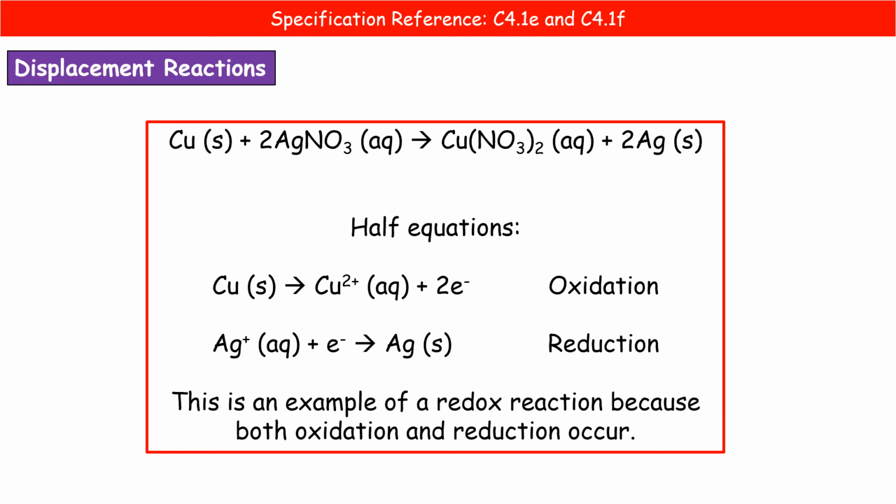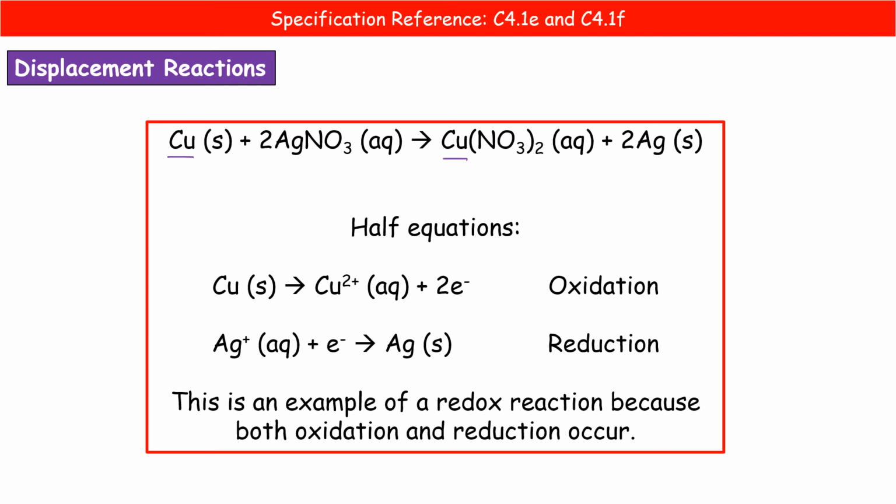So here's our example. We've got copper and it's going to react with silver nitrate. Because copper is more reactive than silver, we're going to make copper nitrate and silver. All that's really happened there is our copper has taken the place of the silver. So you can see all that we've done is just swap copper and silver around.